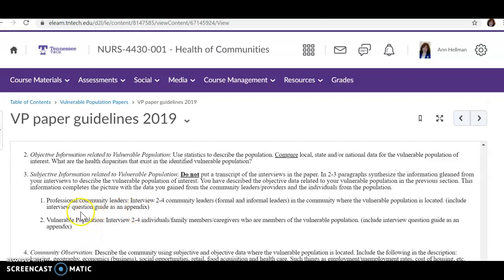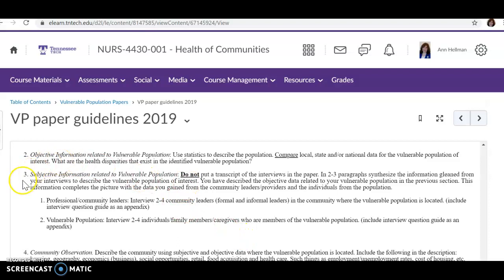In the appendix, you're going to list your interview question guide. Do not email a list of questions to these people. You need to get used to talking to people and asking questions. So you may have to set that up via Zoom or some other digital modality of interviewing them, since we are doing how we're doing now with COVID-19. But do not email them a list of questions. So you're going to select 2 to 4 community leaders. You're going to interview 2 to 4 individuals or family members or caregivers who are members of this vulnerable population. Again, put that question guide in your appendix.